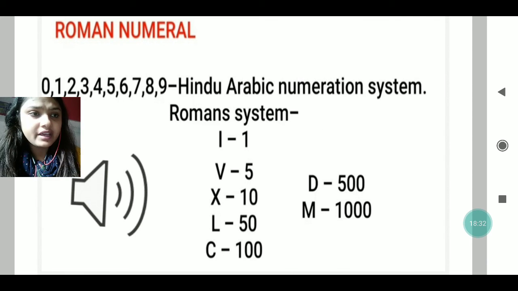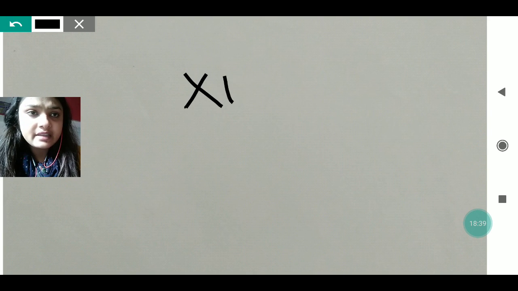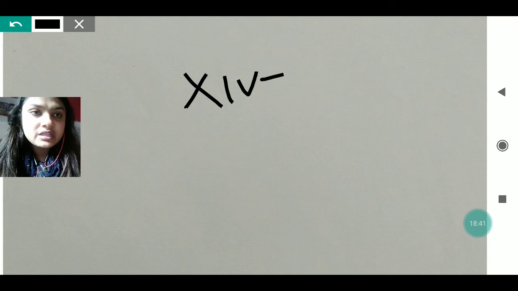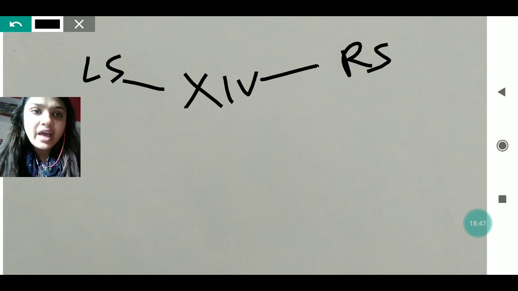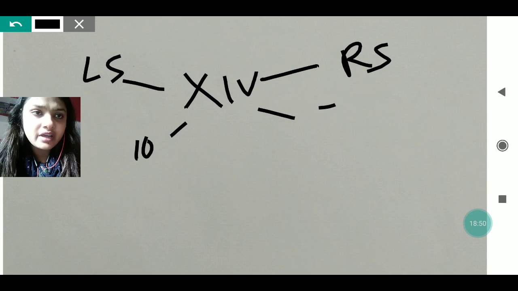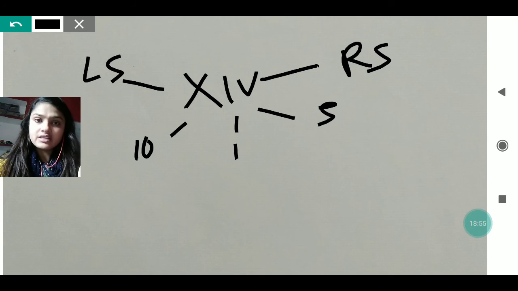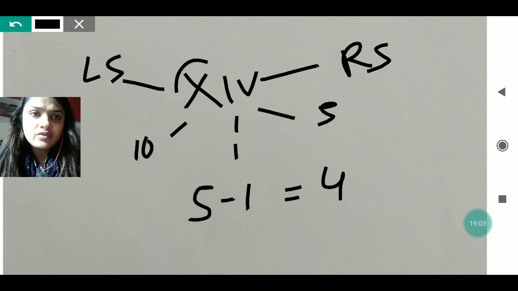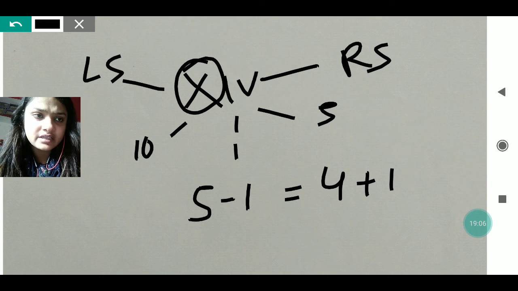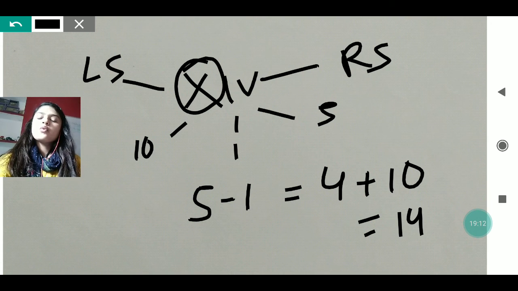Okay, so again I am explaining. Wait, here I will explain. Suppose it is written like this, it's very easy. This is the right side, this is the left side, and this is the middle. The value of each one we know: the value of this is 10, the value of this is 5, and the value of this is 1. So the Roman numeral which is written on the right of the smaller Roman numeral, with that we will subtract. So 5 minus 1, we will get 4. And the value written on the left side, we will add to this, and we will get 14. So this X, I, V value is 14.